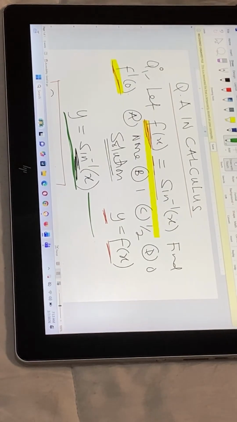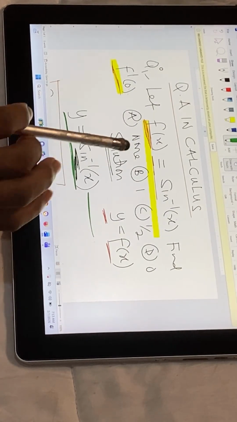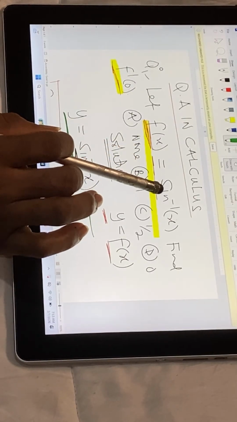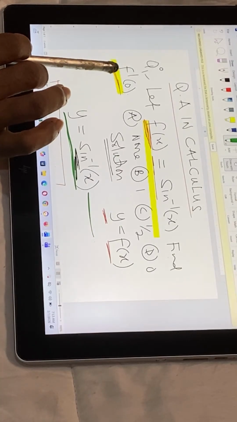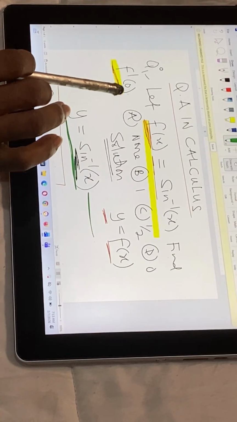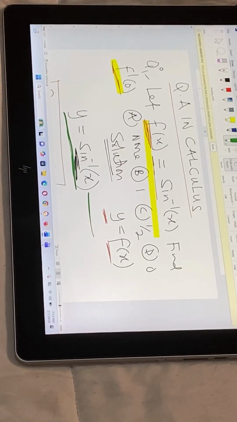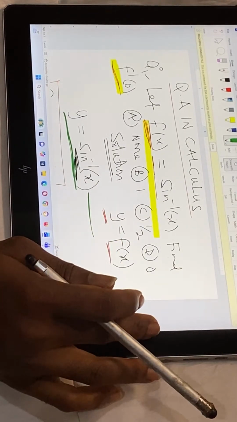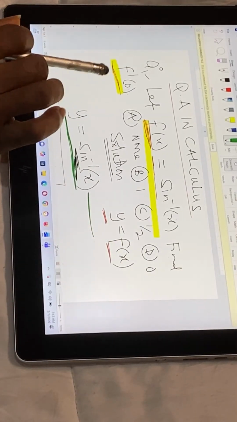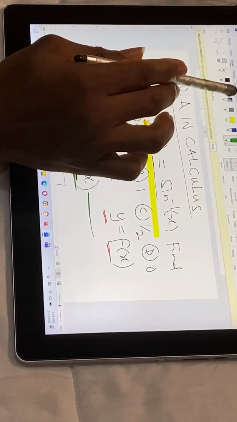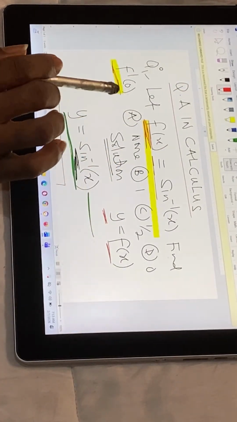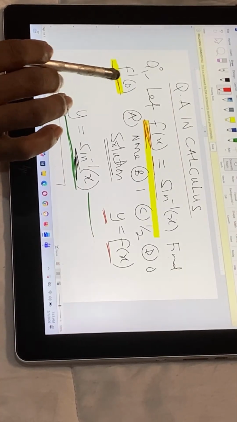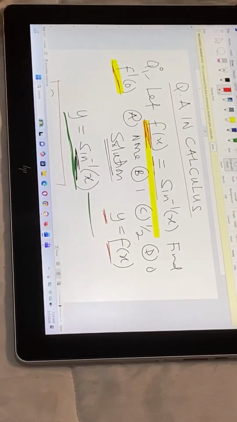Okay, class, let me explain this. Now we have a question like this: f of s is equal to sine inverse of s. We're asked to find f prime of 0. These are the options here, okay? Now let's first of all find what f prime of s is in terms of s. f prime of s means the derivative of f.